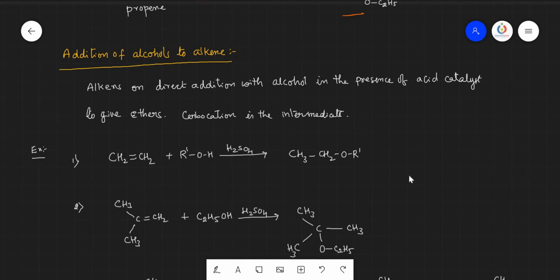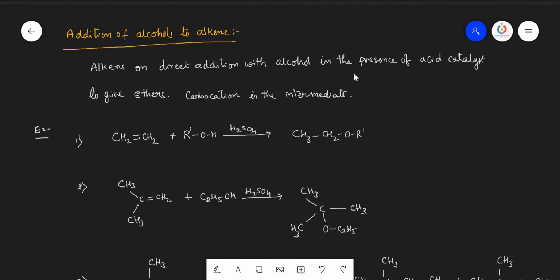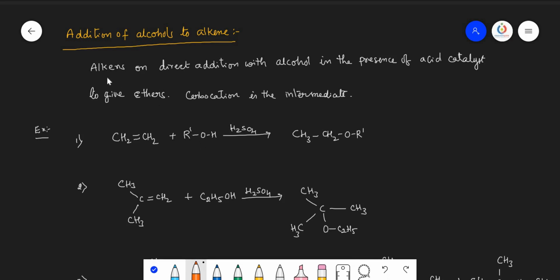Now let us see the addition of alcohols to alkenes. This is also one of the important methods. Alkenes on direct addition with alcohol in the presence of an acid catalyst give ethers. You must remember that whenever there is an alkene and an acid catalyst, there must be formation of a carbocation. Carbocation shall be formed because of the positive electromeric effect. So that's why carbocation is the intermediate. Whenever carbocation is formed, you have to expect rearranged products. You have to see whether there is any possibility for a rearranged product or not.